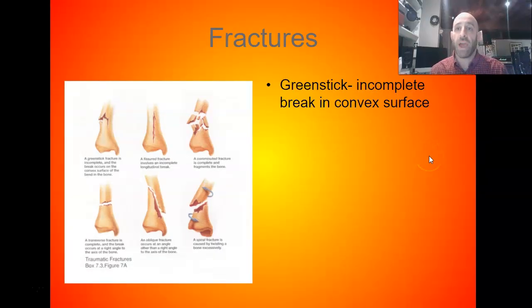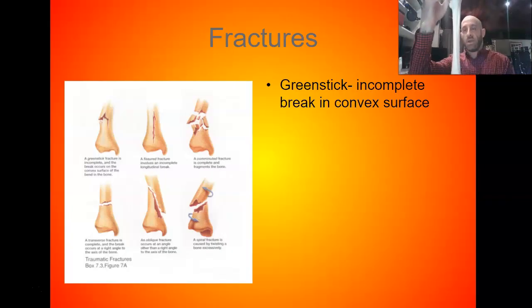The first type of fracture is called a greenstick fracture, and this is an incomplete break on a convex surface. Let's talk about convex for a second. Convex means rounded outwards and concave means rounded inwards. So when you look at a bone, which I have right here, if this is a femur, the convex surface would be the rounded surface on the outside of the bone. So this would be a break that occurs to the convex surface that is an incomplete break.